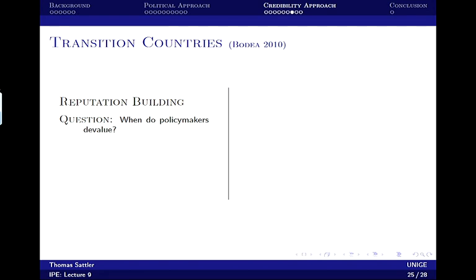So here's an example. This credibility problem is particularly great in transition countries, so in Eastern European countries that transformed into a market economy in the early 1990s. Especially the former communist parties have a bad reputation among investors, and they choose a fixed exchange rate to improve their reputation about economic policy.